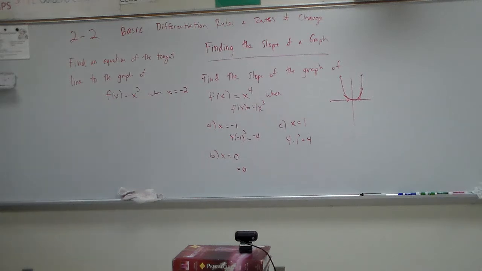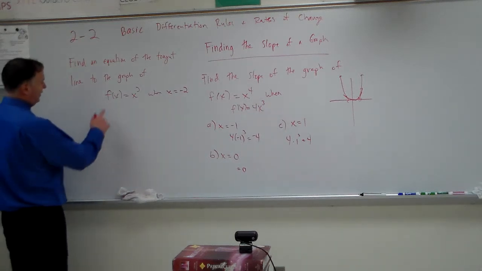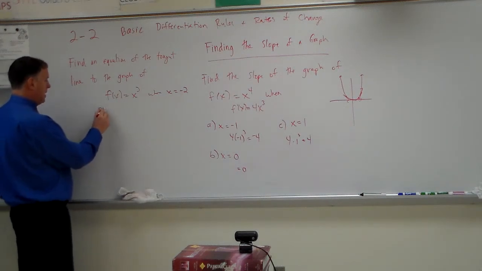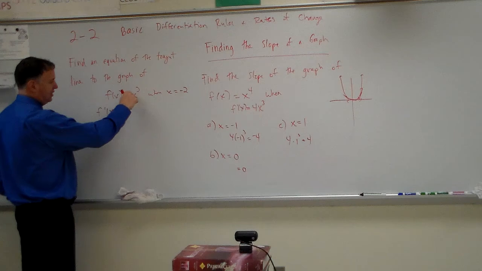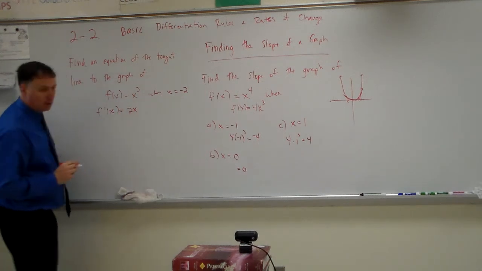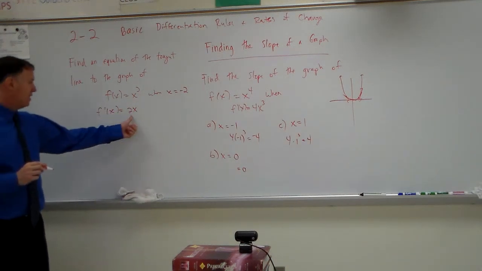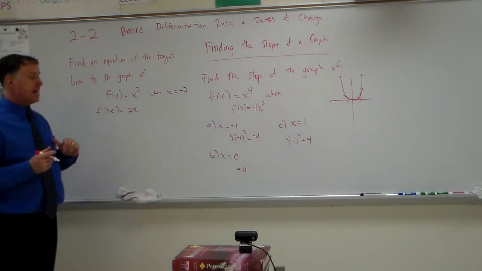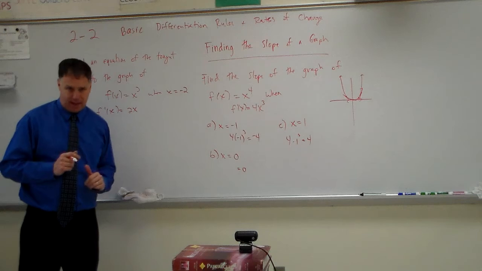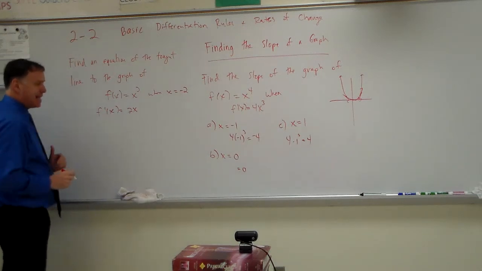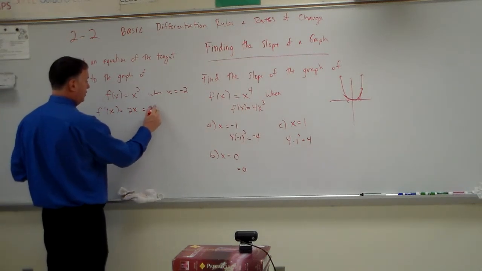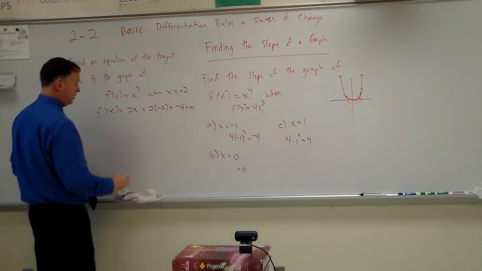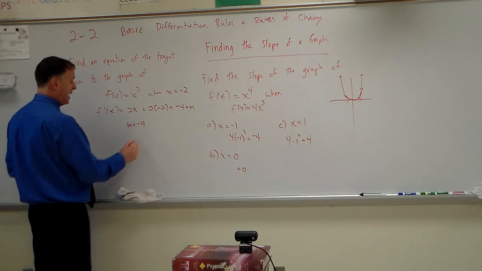So, find an equation of the tangent line. Well, I got to find the derivative here. So my derivative, f prime of x, is going to be 2x. When x equals -2, this is a formula for the slope. So what I need to do is plug in the x value. I say 2 times -2, and that's -4. So my slope is -4.